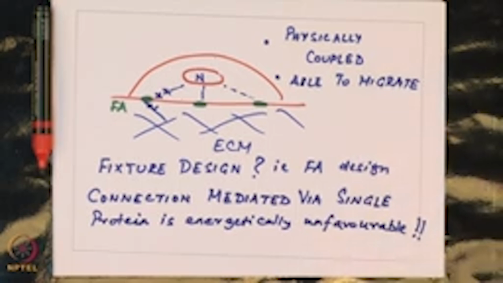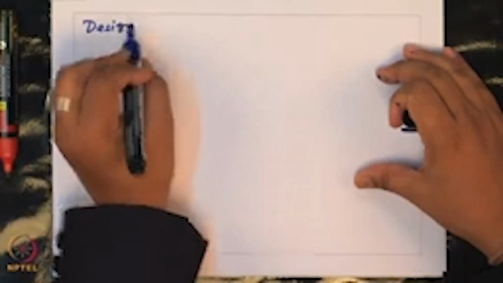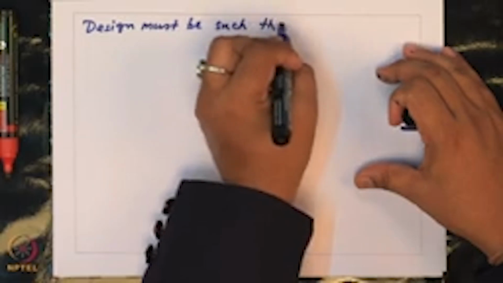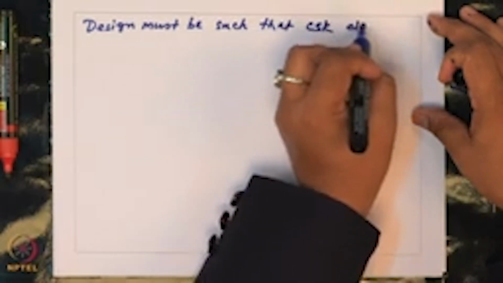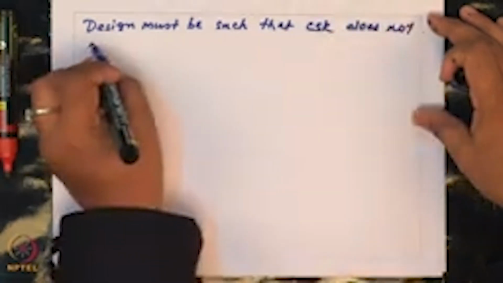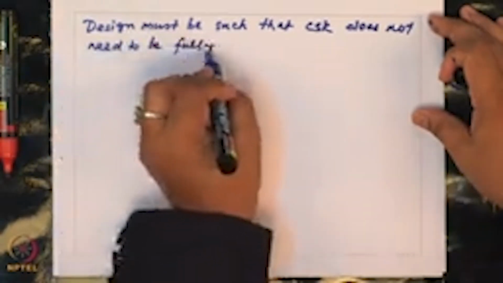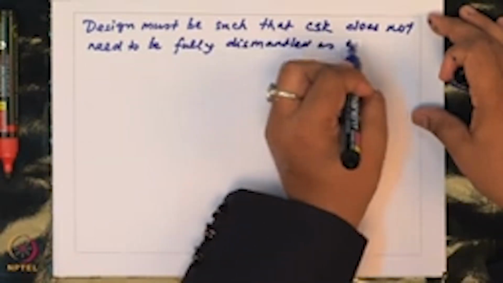Okay. So, there must be some other signal, the way that focal adhesions must be designed must be such that the design must be such that the cytoskeletal does not need to be fully dismantled as cells move.